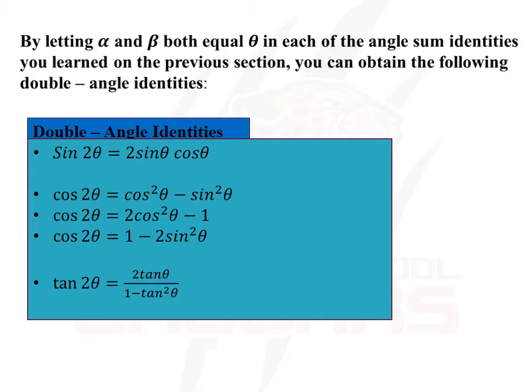Also, we have a formula for the tangent of a double angle. Tangent of 2 theta equals 2 tangent of theta divided by 1 minus tangent squared of theta.